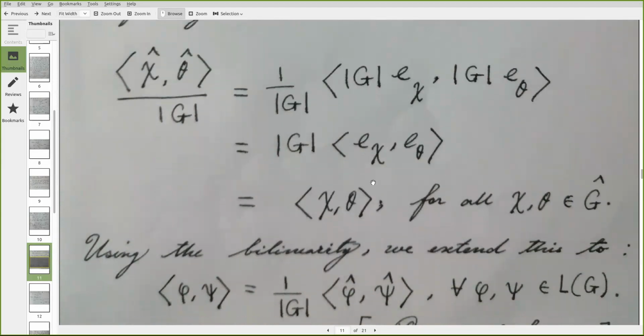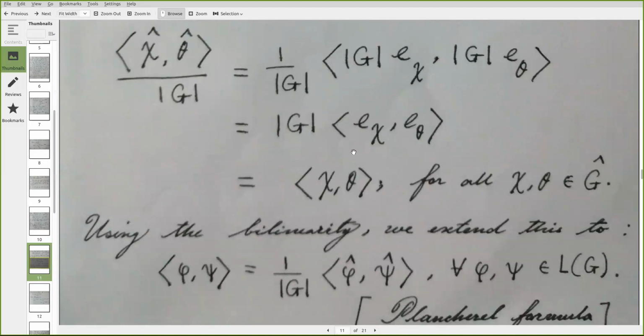Okay, fine. Because here, for e chi and e theta, if chi is not equal to theta, then it is just 0, and if chi equals theta, then this will be just 1, so that will be just a scalar of order of g times 1. Then we can just see that in either case this is the same as this. So this is clear, and therefore now this is also clear.